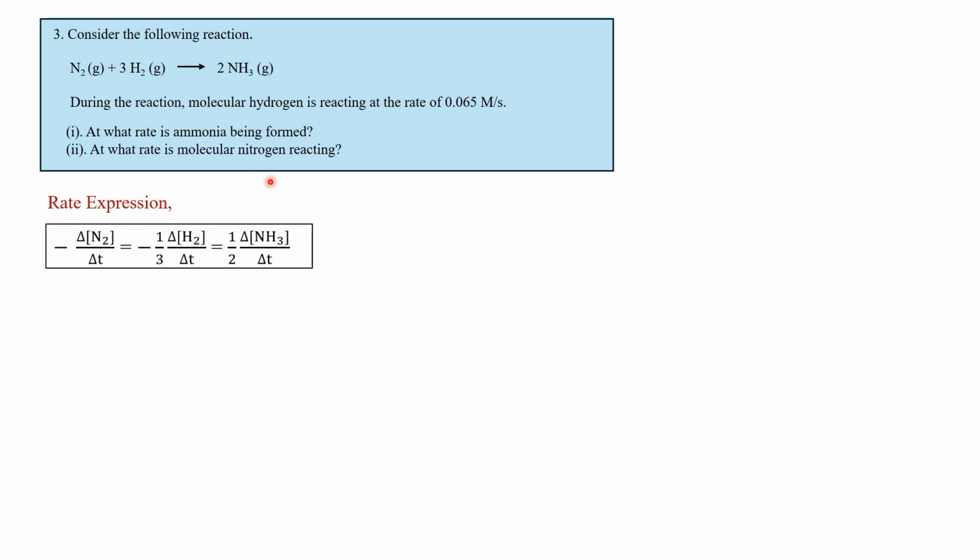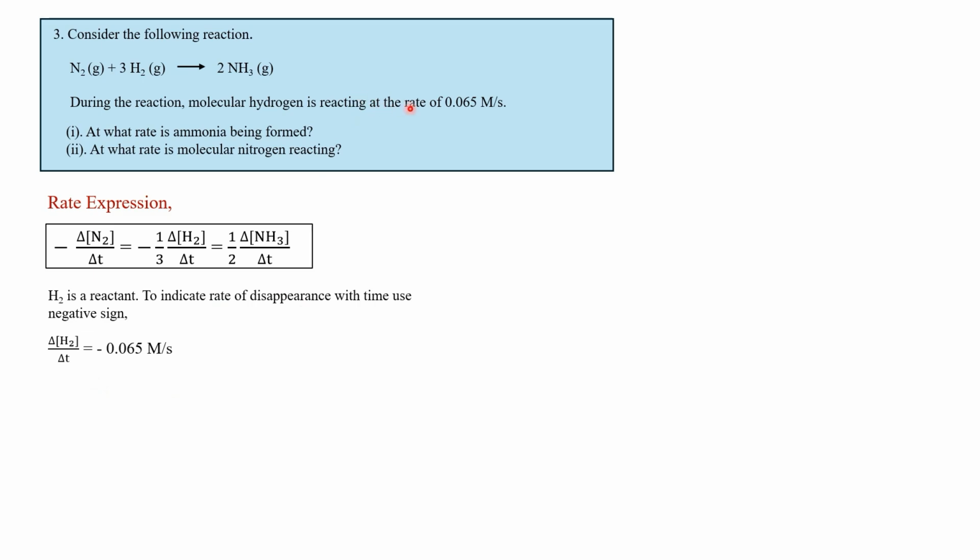Let's write the rate expression. Rate expression for this reaction is the change in concentration of nitrogen with time, with a negative sign, is equal to the change in concentration of hydrogen with time, divided by 3, with a negative sign, which is equal to the change in concentration of ammonia with time, divided by 2. You can see in this rate expression, the negative sign is added for the reactants, indicating the reactants are consumed with time. Positive sign for the products, product concentration increasing. Hydrogen is a reactant here. To indicate the rate of disappearance with time, we use the negative sign.